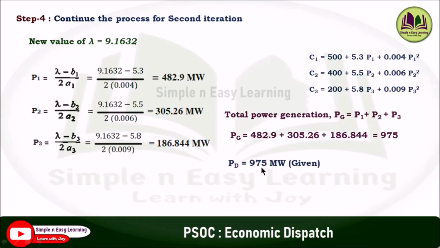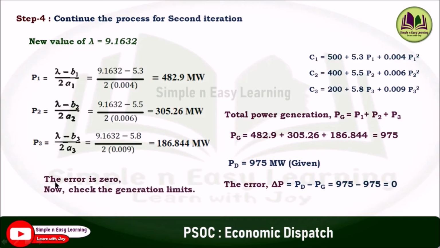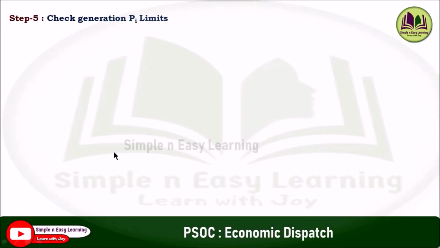And the given value of demand is 975 megawatt. So the error will be del P equal to PD minus PG, 975 minus 975, that is equal to 0. So here the error is 0, and now we are going to check the generation limits. So that is the step 5, check generation limits.